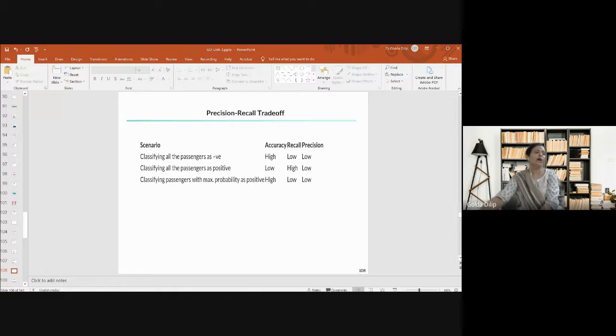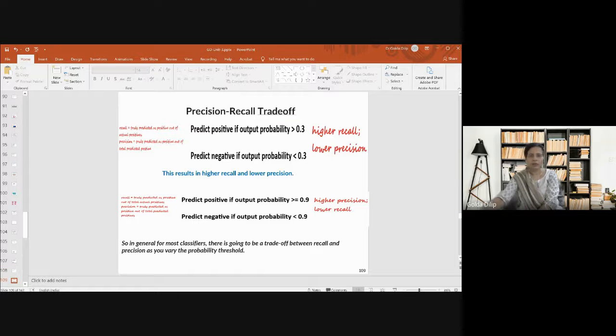Okay, so we are more interested in recall here. In this particular situation, we are interested in recall. It's a sort of trade-off actually. In many cases, increasing the precision will reduce the recall and vice versa. That's actually what we call the precision recall trade-off.